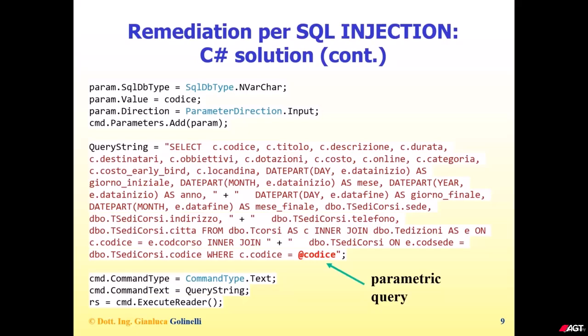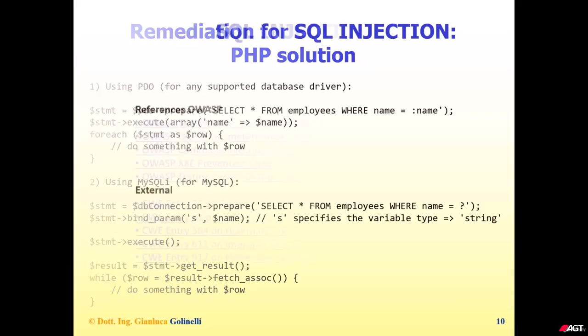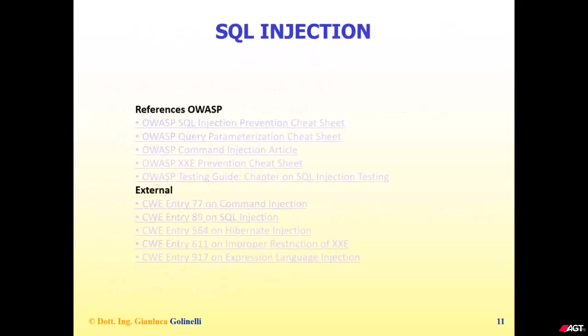Incidentally, if LINQ to Entities or LINQ to SQL is used to query databases, the problem of SQL injection does not exist. And here is another example of mitigation using a parametric query in a PHP web application. Some in-depth links on the SQL injection vulnerability.